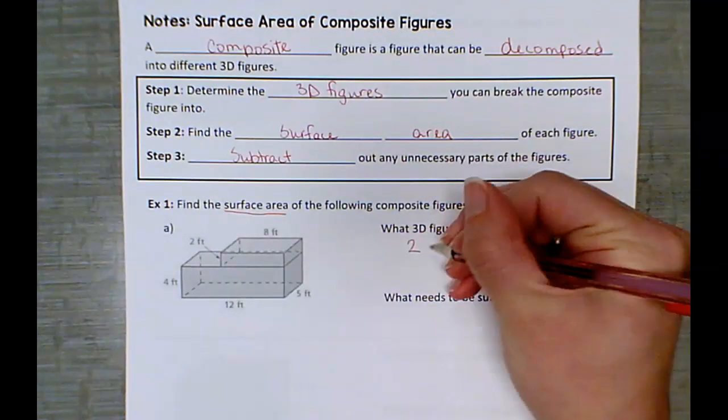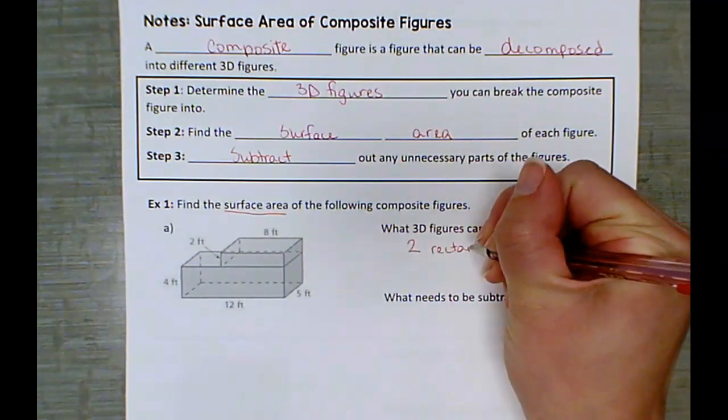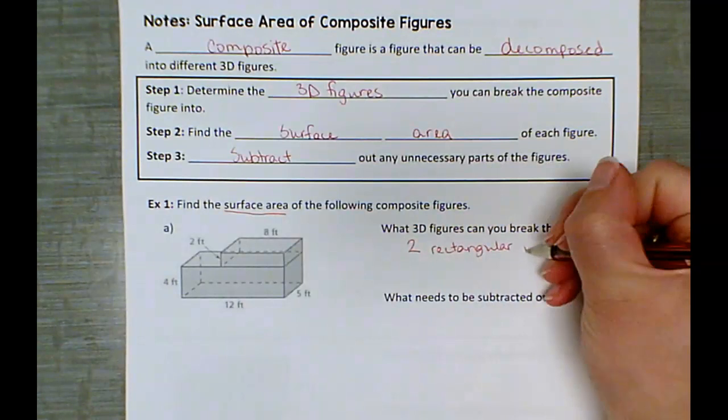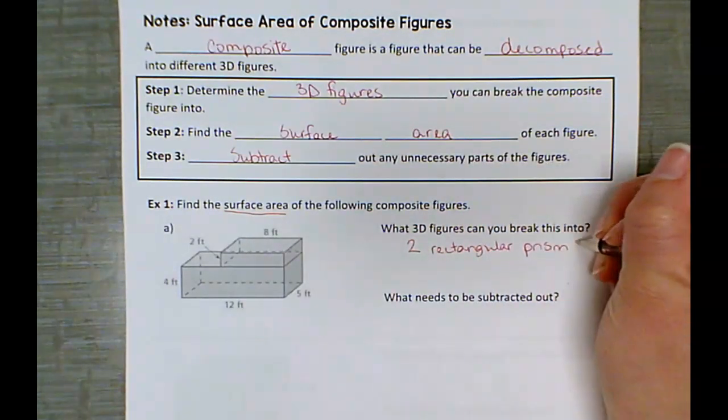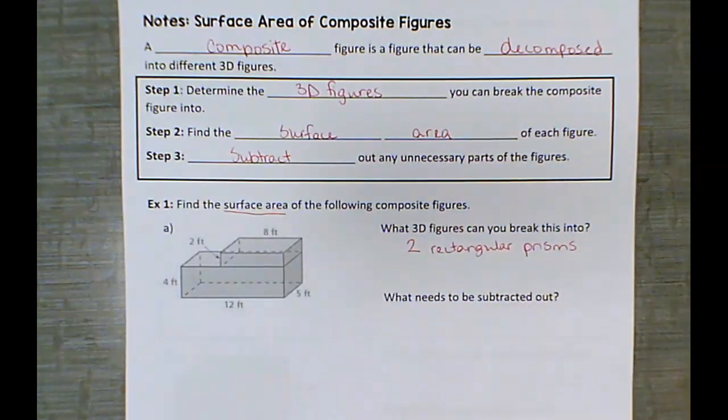So 2 rectangular prisms. 1 small, 1 big. Now what needs to be subtracted out? Now this is where it would be helpful to be able to actually hold this figure in your hands, turn it around, open it up, see what it's made of.